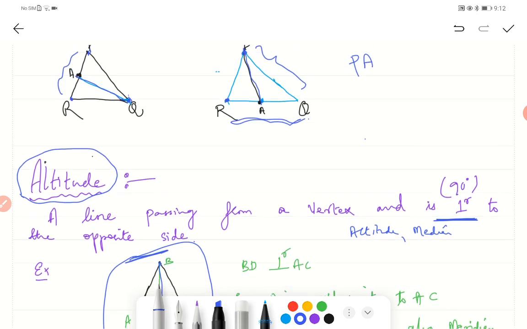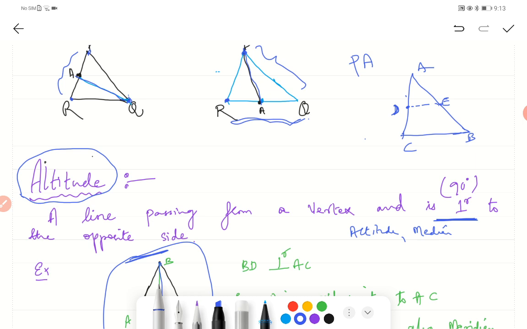Now tell me, if I take something like this, this is ABC, and I take this as the midpoint of AC. If I take a line like this with some point E, do you say DE is a median or an altitude? It is neither median nor altitude, because this is not starting from any vertex, neither E nor D is starting from any vertex.